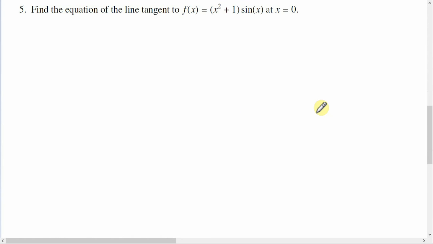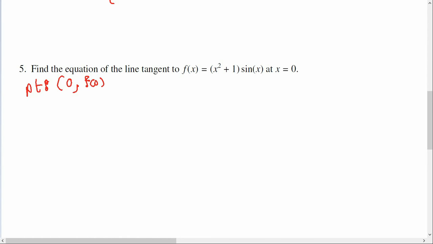And then the last one says to find the equation of the line tangent to this thing when x is 0. So I need the slope and I need a point. So let's start with the point. The point is going to be what I get when I plug in 0. That's going to be my x coordinate, and when I plug it in, that's going to give me my y coordinate. So let's do that. That's going to be 0 for the x coordinate. And plugging this in, you're going to get 0 plus 1, which is 1, and sine of 0, which is 0. So you are going to get 0 for the y coordinate.